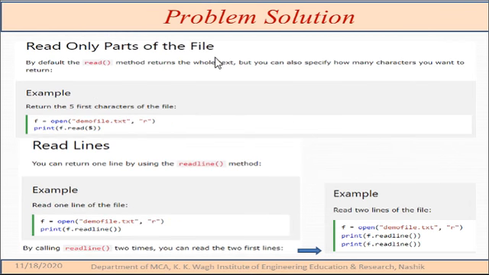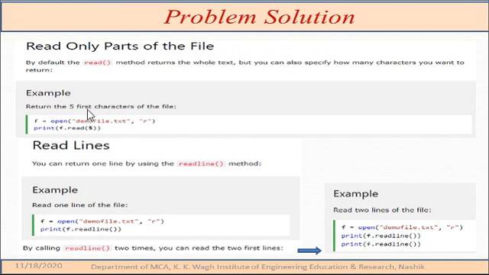Read only part of the file. How can we read only part of a file? If you have a file that may have multiple lines, and among those lines you want to read only a specific part of the file, then you can use the first five.